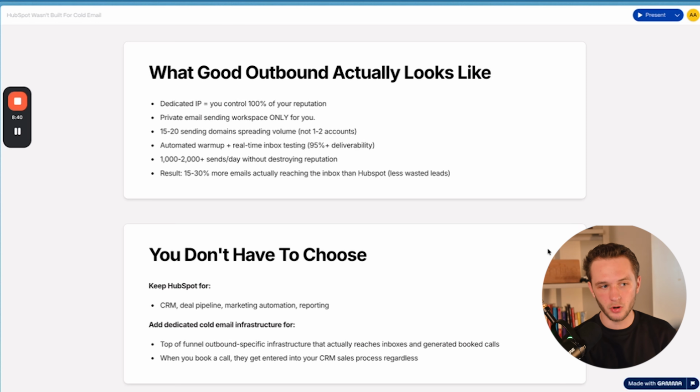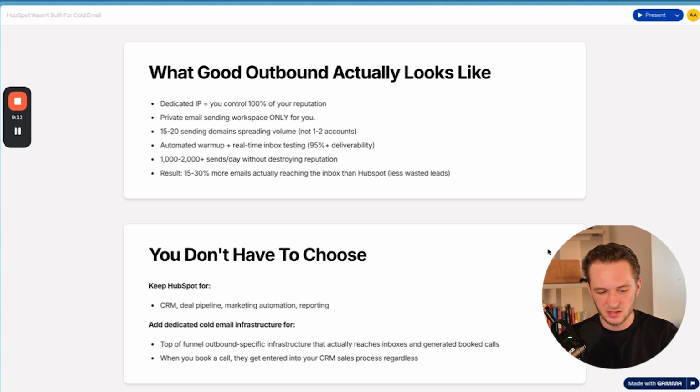So you can keep your HubSpot automations and everything that you have built out there. But for the top of funnel outbound specific traffic that you're looking for, it's a no-brainer to switch over from HubSpot, which it's literally against their policy to do it. And then you can use a proper email sending platform for your cold emails. And then also you get the benefit of the speed to lead. So when they book a call, they get entered to your CRM, HubSpot, and then you can make everything a lot more efficient. So that's the system.